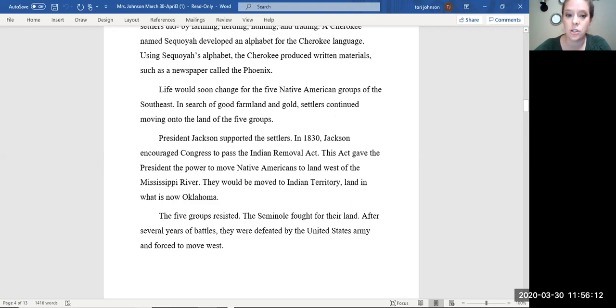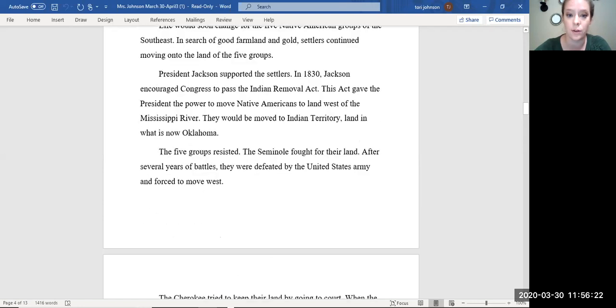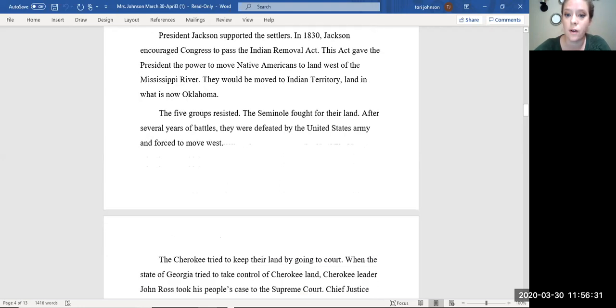In 1830, Jackson encouraged the Congress to pass the Indian Removal Act. This act gave the president the power to move Native Americans to land west of the Mississippi River. They would be moved to Indian Territory, land in what is now Oklahoma. The 5 groups resisted. The Seminole fought for their land. After several years of battle, they were defeated by the United States Army and forced to move west.